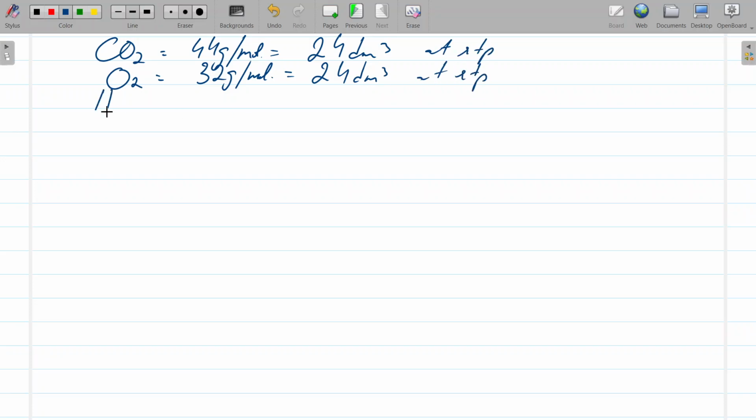Right? Steam, which is 18 grams per mole, right? So the state does not affect the mass, is also going to occupy 24 dm cube at RTP.